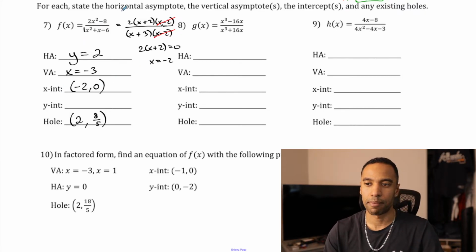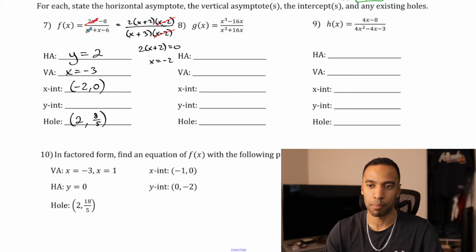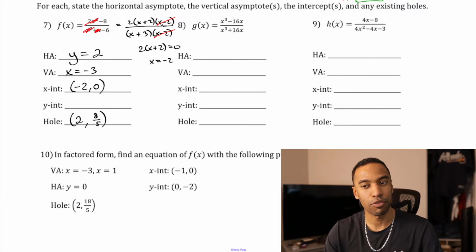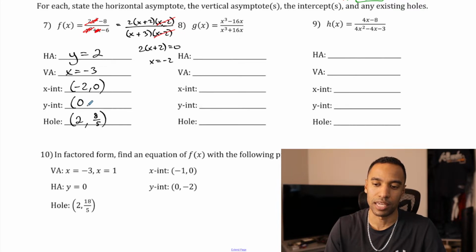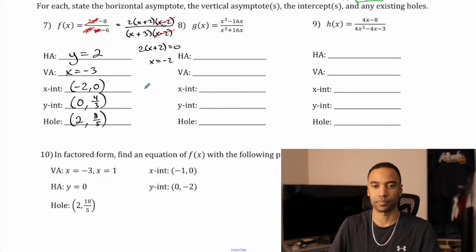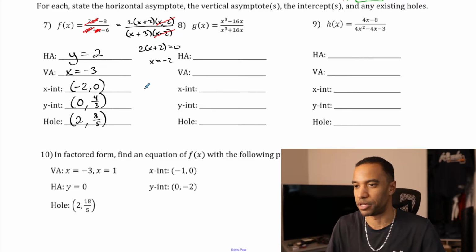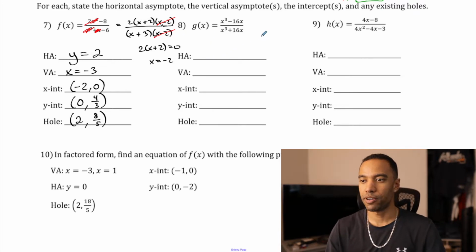And for the y-intercept, we set x equal to 0. I love to do it in the original raw equation, because if you plug in 0 for any of these x's, you're left with -8 over -6, which is positive 4 over 3. So the y-intercept is 0 comma 4/3. All right, some good information there. We're all good. Same for numbers 8 and 9.